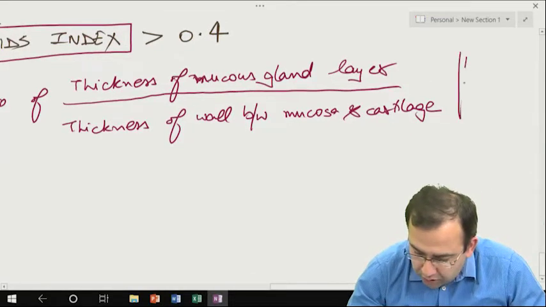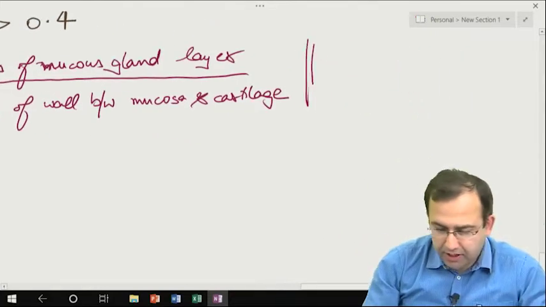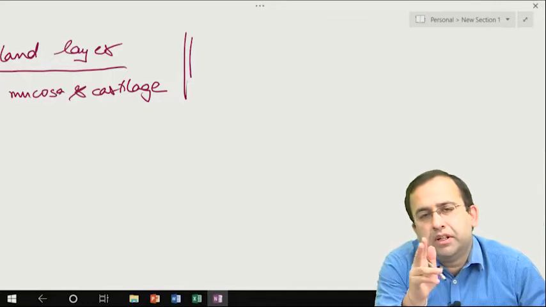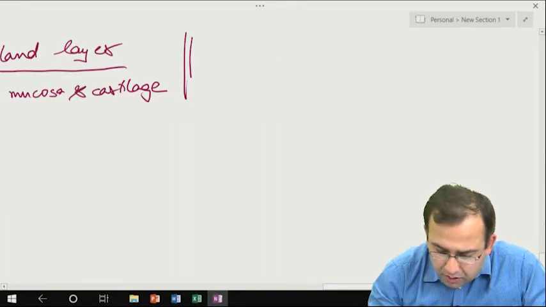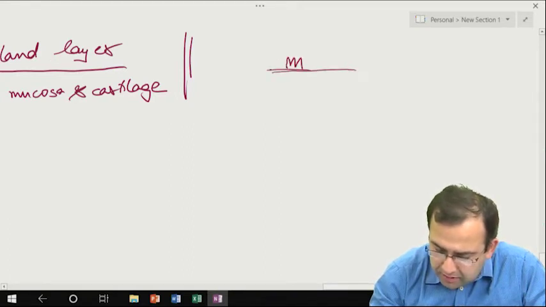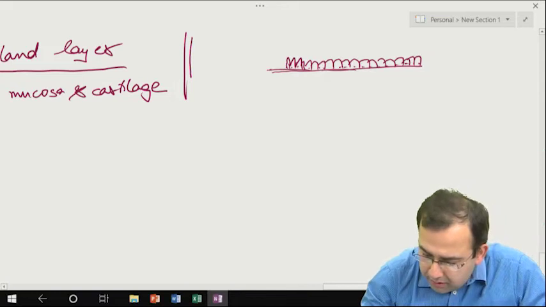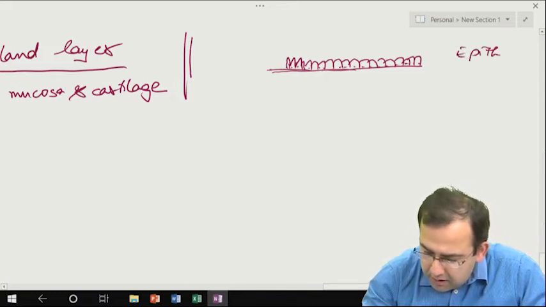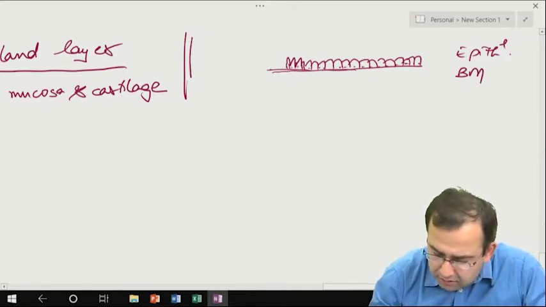Let us see what we mean by this. Thickness of mucus gland layer to the thickness of wall between mucosa and cartilage. See, what is the normal epithelium of the respiratory tract? Pseudostratified ciliated columnar. So this is the epithelium, with all the nuclei, and this is the basement membrane. Below that is the submucosa, that has the mucus glands.